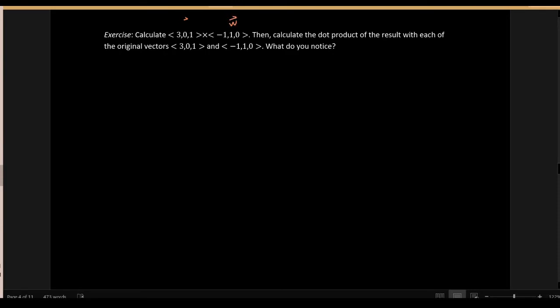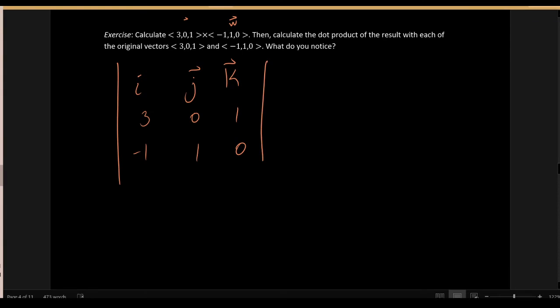So I'm going to arrange the following matrix. In the top row we have the standard basis vectors i, j, k. In the second row, we have the entries of the first vector v, and the third row has the entries of w, and I'm calculating the determinant of that matrix.